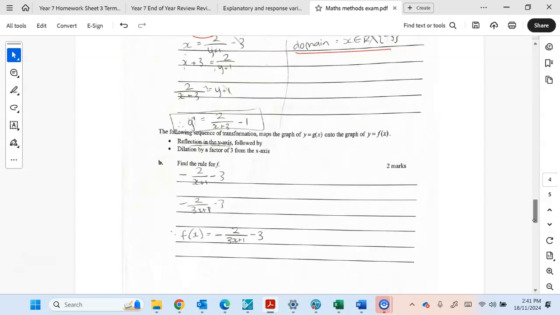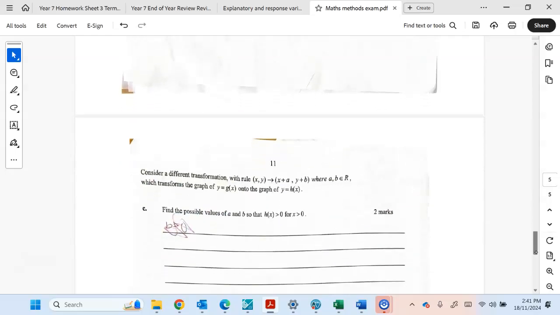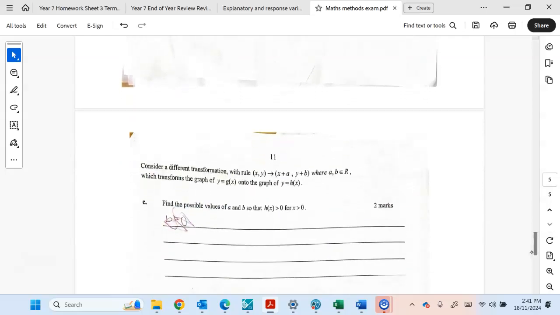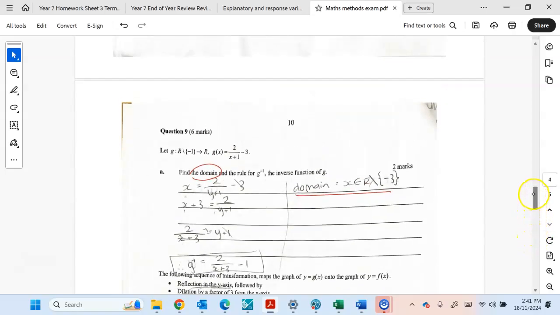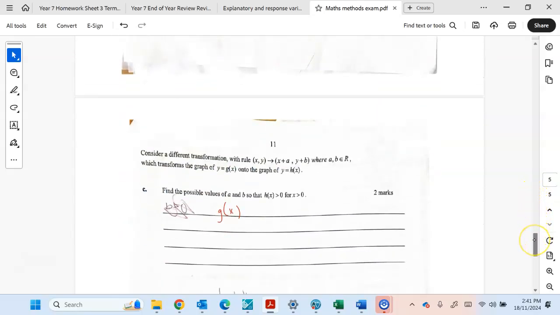Following sequence of transformations, okay. And then consider a different transformation which transforms the graph of g of x onto the graph of h of x. Find the possible values of a and b so that h of x is greater than 0 for x is greater than 0. Okay. So let's just rewrite what g of x is. So what's g of x? 2 over x plus 1 minus 3.